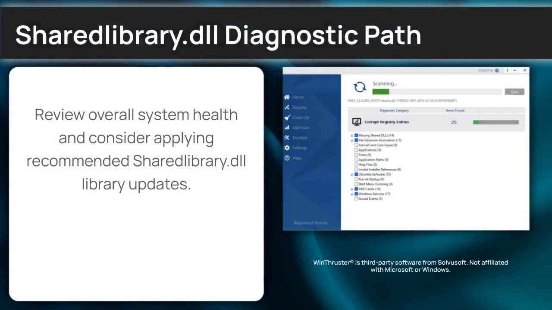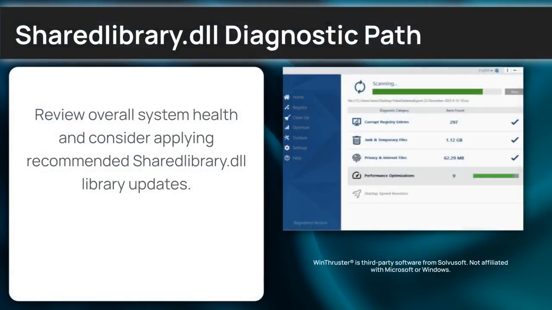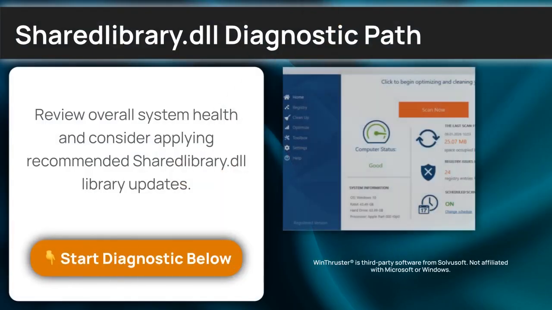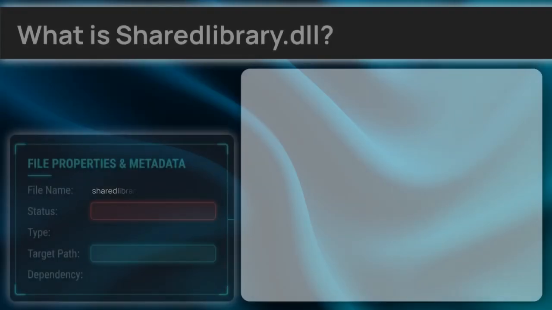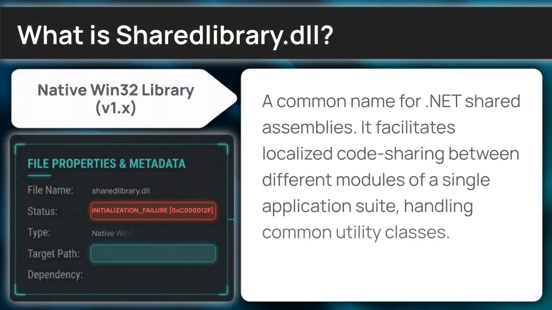To start our guide for shared library module, you can follow the manual steps or use the suggested tool for workstation health. This is the shared library module, a common name for .NET shared assemblies. It facilitates localized code sharing between different modules of a single application suite, handling common utility classes.